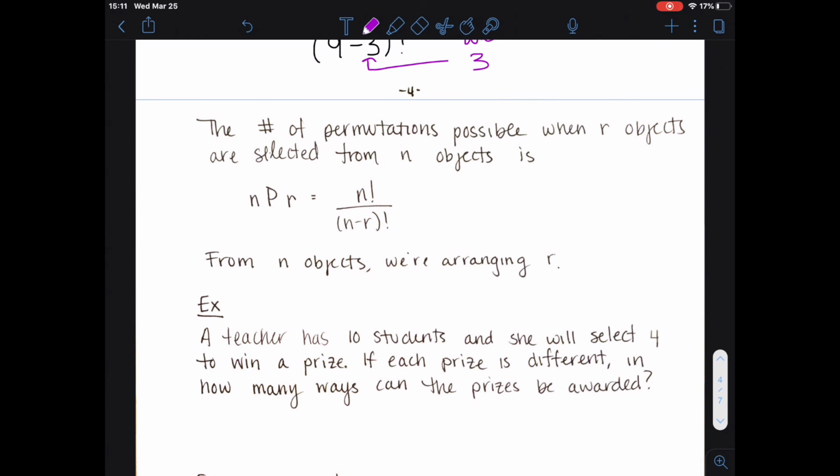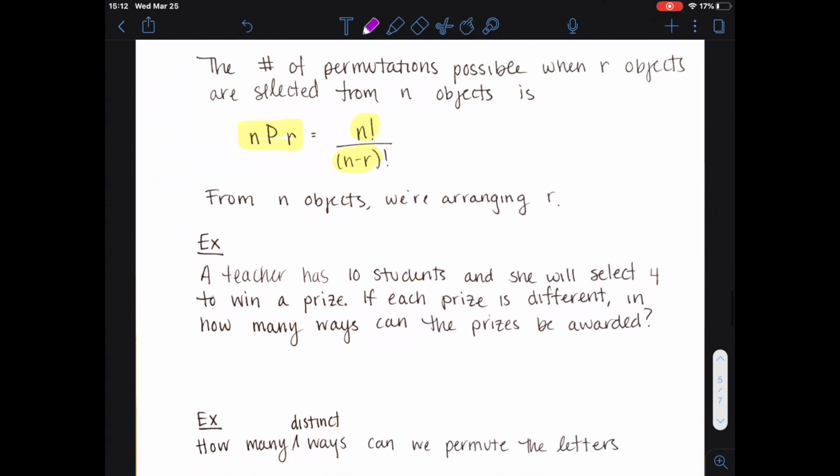But the number of permutations possible when you're selecting R objects from n in total is given by this formula NPR. So the number of ways to permute these 3 people. So it's n factorial over n minus the R you're picking. So basically from this total collection of objects, we're going to arrange 3 of them. So in the previous example, from the 9 people, we're arranging 3 of them to figure out those positions. Okay? So let's try an example.